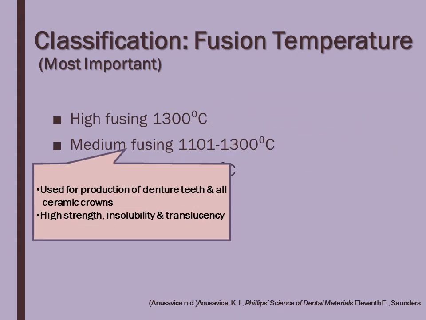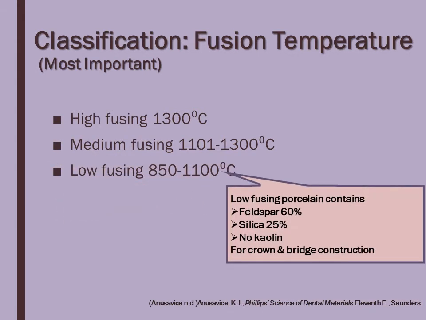Moving on to the medium fusing, it is used for the production of denture teeth and all ceramic crowns, and high strength, insolubility, and translucency again are the features of this porcelain. Now the low fusing porcelains, which are manufactured at 850 to 1100 degrees Celsius, contain 60% feldspar, 25% silica, and no kaolin. The important feature is that kaolin is absent in this ceramic, and this is only used for crown and bridge construction. It is not used for denture teeth.